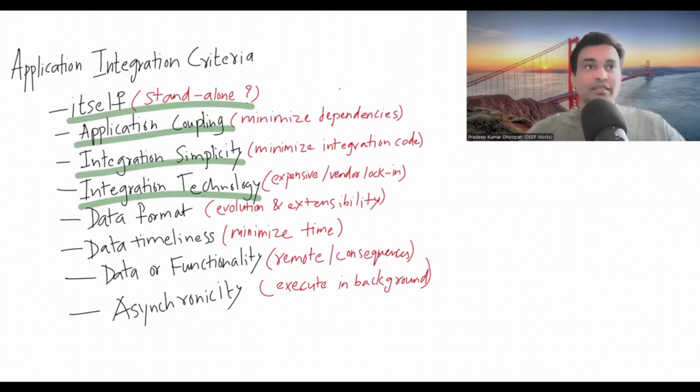The next criterion is data format. Integrated applications should agree upon a data format or should have an intermediate translator if the applications insist on different data formats. The related issue is data extensibility and evolution: how the data changes over time and how it will impact the applications in that integrated solution. The next criterion is data timeliness.